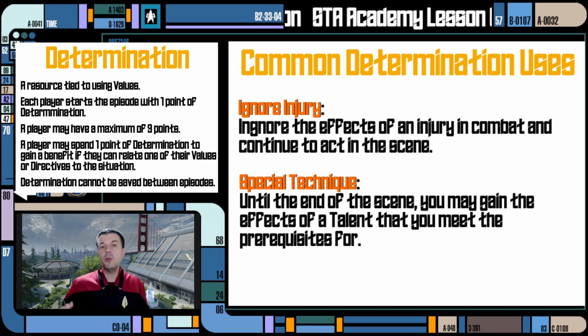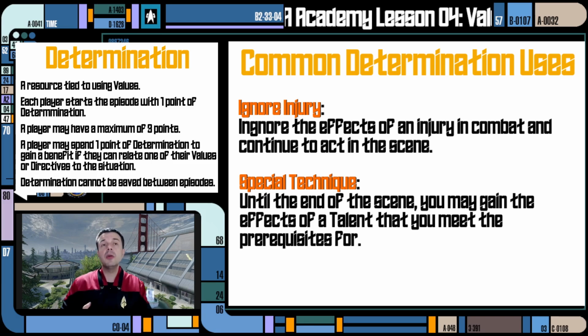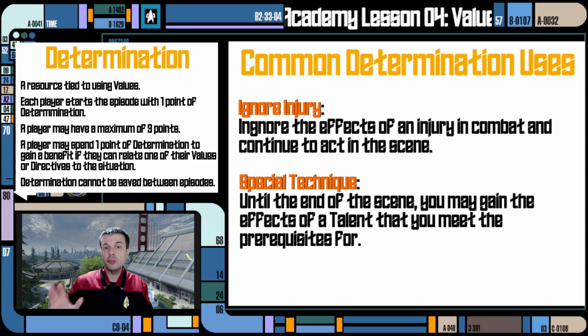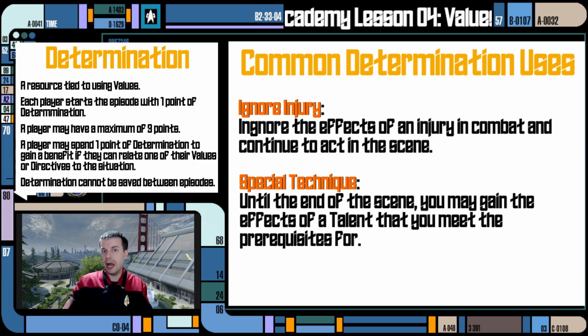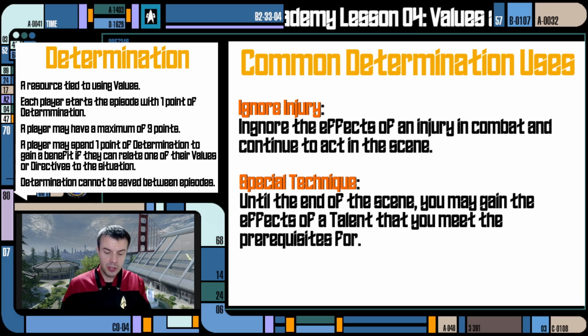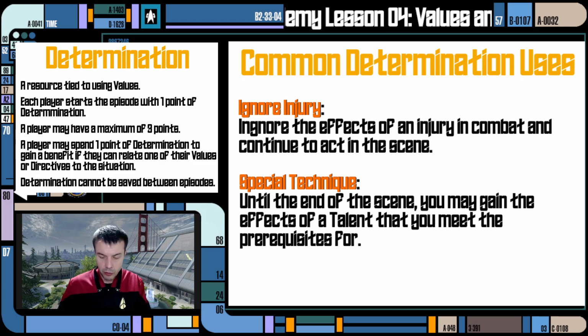So in combat, which we're going to get into in, I believe, the next lesson of STA Academy, you can ignore the effects of an injury by spending your point of determination. I believe this one is the only one that does not have to be tied in to a value use. So you don't have to relate your value to how you're ignoring the injury. You just spend your point of determination.